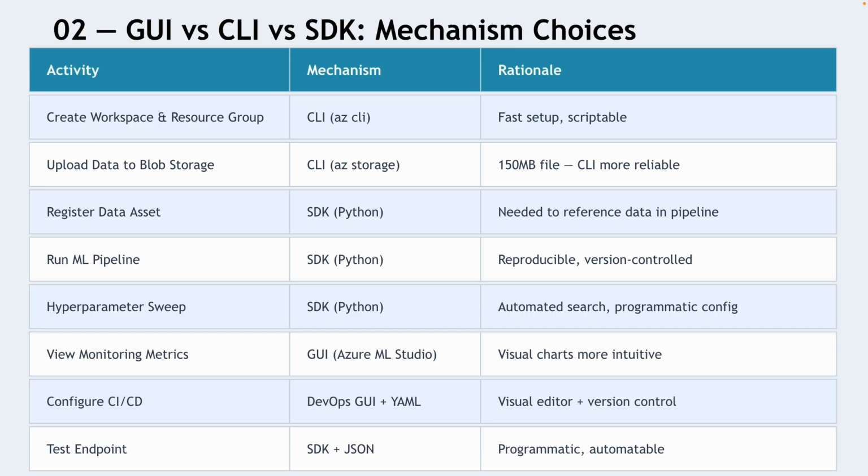The key insight is that there is no single best mechanism. The right choice depends on whether reproducibility matters, the file size, and the nature of the activity.